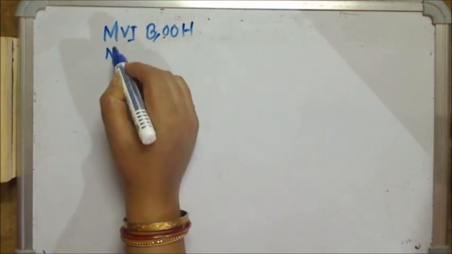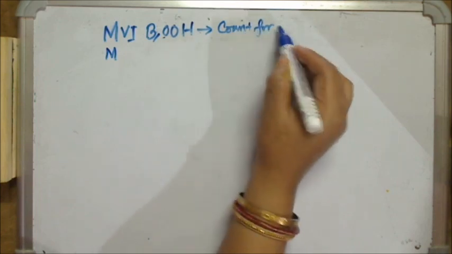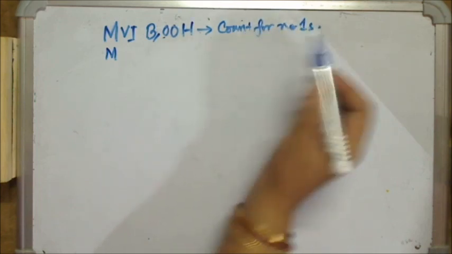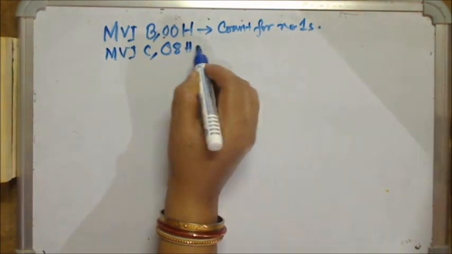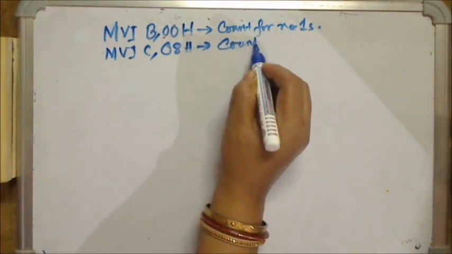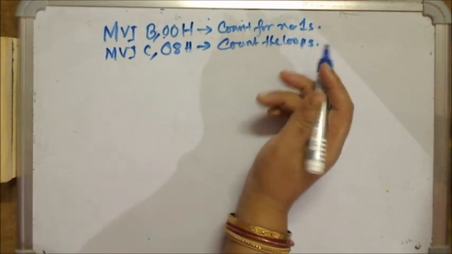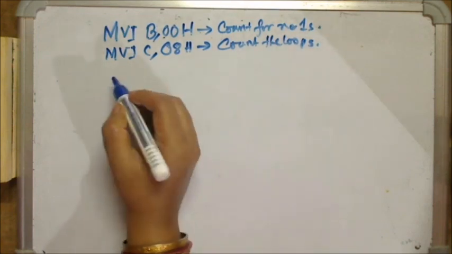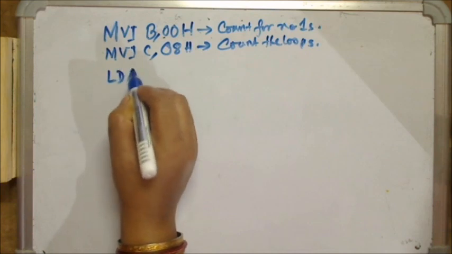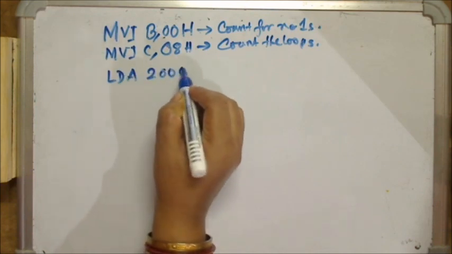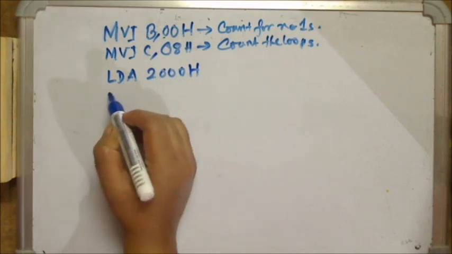Fine. Then you have to initialize this. This is the count for the number of ones, right? Then you have to initialize the count for the loop, 08H. This will count the loops. So initialization is over. Now what you have to do? You have to load the first number from 2000H. So our number is stored in 2000H: LDA 2000H.